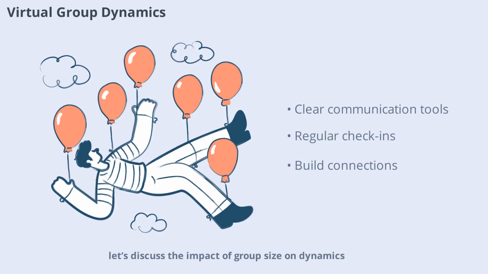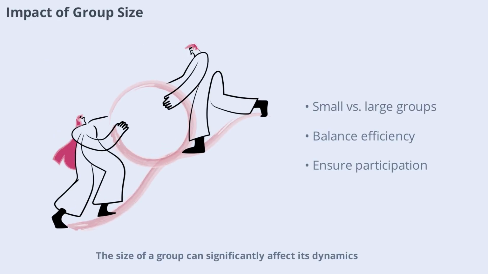Next, let's discuss the impact of group size on dynamics. Size of a group can significantly affect its dynamics. Smaller groups often communicate more easily and make decisions faster, while larger groups benefit from a wider range of skills and perspectives. However, larger groups may struggle with coordination and participation. Leaders should adjust their management style based on group size, ensuring that everyone has a chance to contribute. Balancing efficiency and inclusivity is key to effective group dynamics.